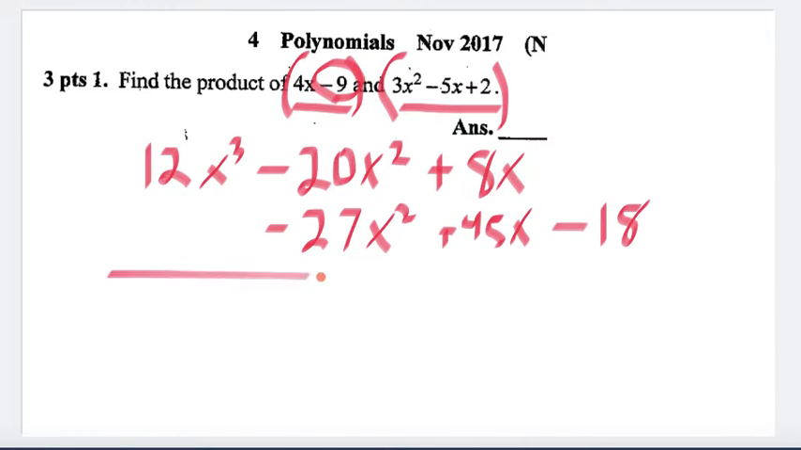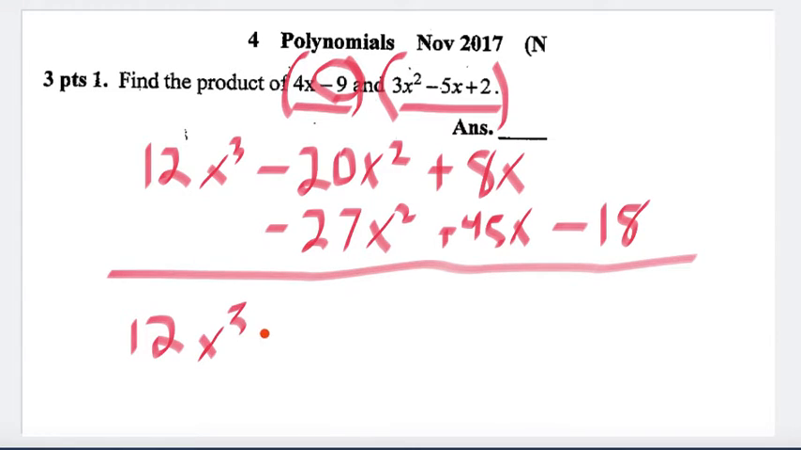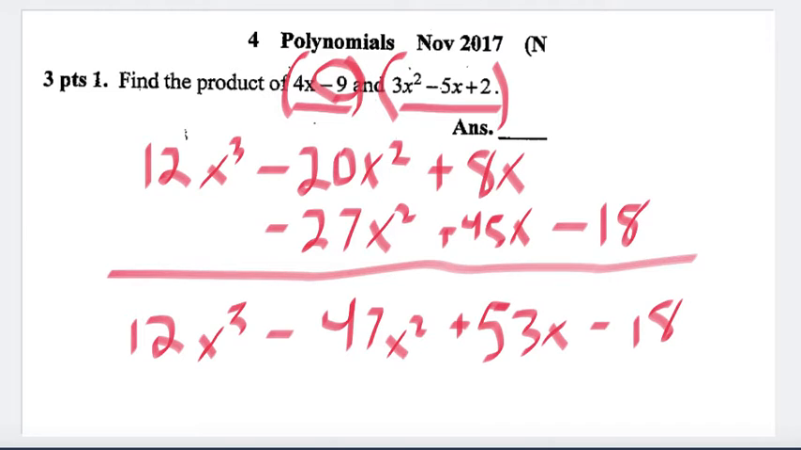And then I combine like terms. That's why I set them up the way I did. Final answer, 12x cubed minus 47x squared plus 53x minus 18. Okay.